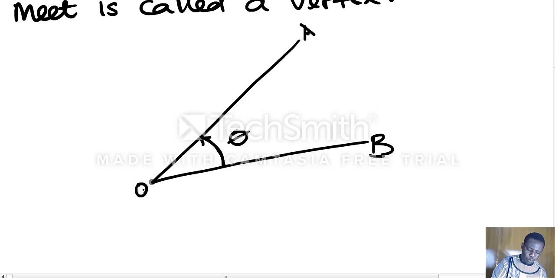So point O is said to be the vertex of this angle AOB, and it can be written as angle AOB with a cap attached to the vertex at point O, and this cap indicates the point that has the angle. An angle can be denoted by the symbol theta.